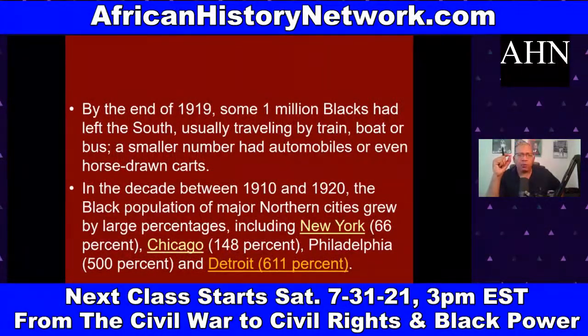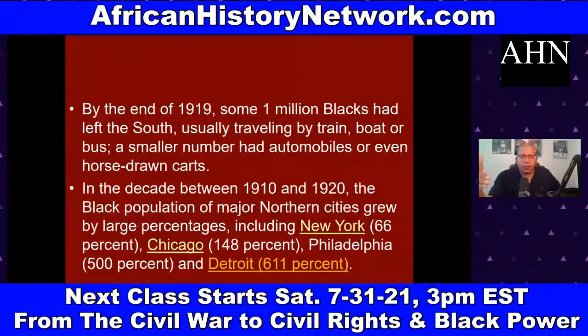Now, by the end of 1919, some 1 million African Americans had left the South, usually traveling by train, boat, or bus. A similar number had automobiles or even horse-drawn carts. In the decade between 1910 and 1920, the African-American population of major northern cities grew by large percentages. In New York, the African-American population grew by 66%. In Chicago, it grew by 148%.